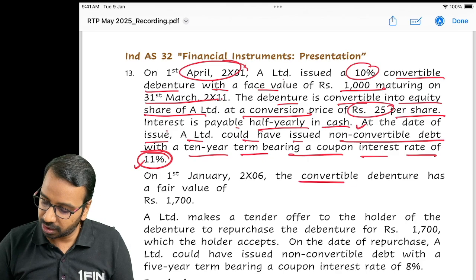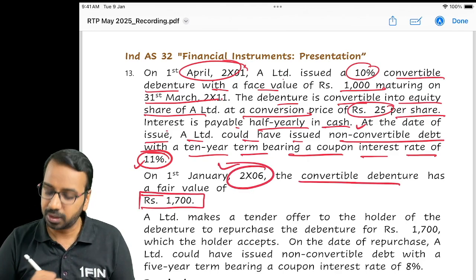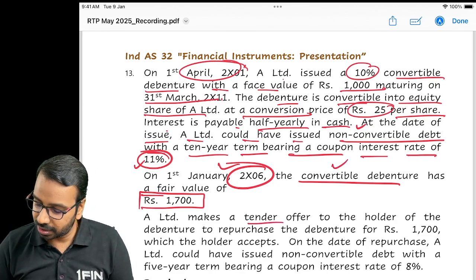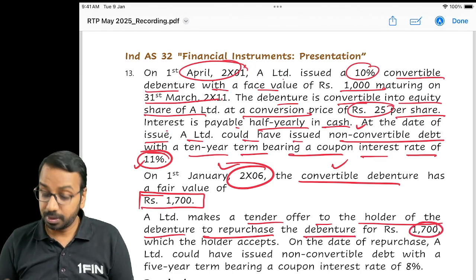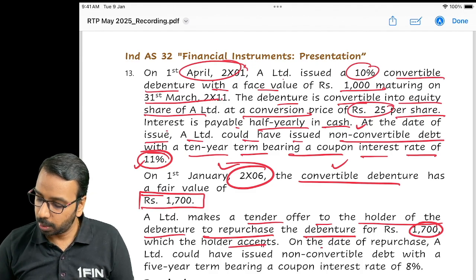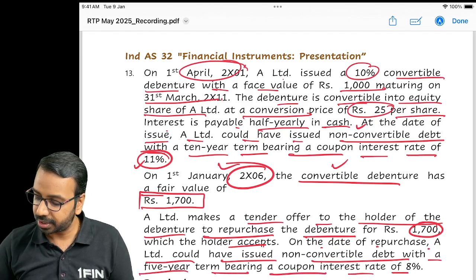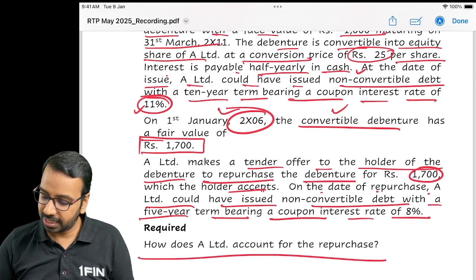On 1st January of year 6, the convertible debenture has a fair value of 1700. A Limited makes a tender offer to the holder of the debenture to repurchase the debenture for Rs 1700, which the holder accepts. On the date of repurchase, A Limited would have issued a non-convertible debt with a 5-year term bearing a coupon interest rate of 8%. How does A Limited account for repurchase?